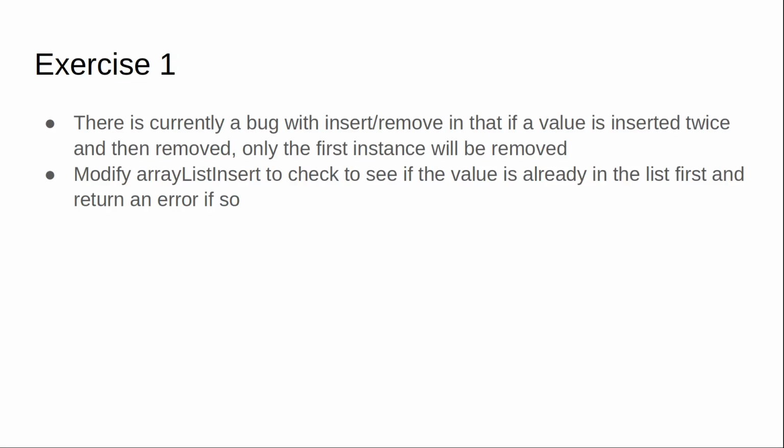So really what we should do here is change array list insert to first search the list and see if the value is already there. And if it is, just return an error. Don't attempt to insert again. Don't allow a duplicate to be inserted into the list. So go through that, see if you can do that. You should have all the tools, I think, at this point to do that.